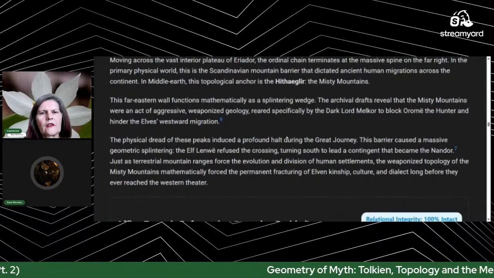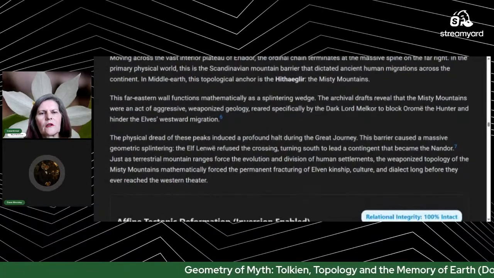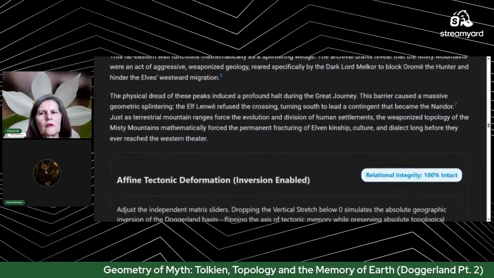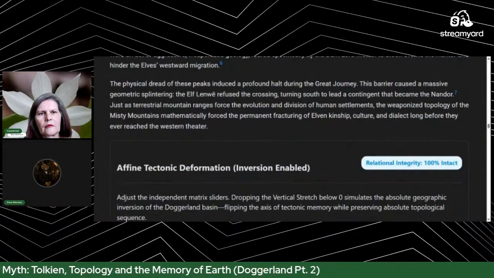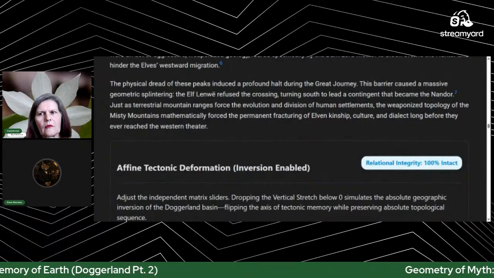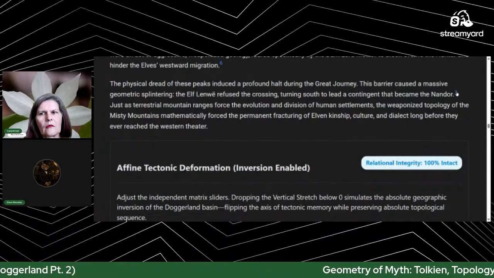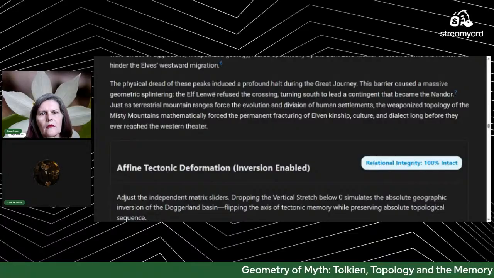The physical dread of these peaks induced a profound halt during the Great Journey. The barrier caused a massive geometric splintering. The elf Lenwë refused the crossing and turned south to lead a contingent of his people that became the Nandor.